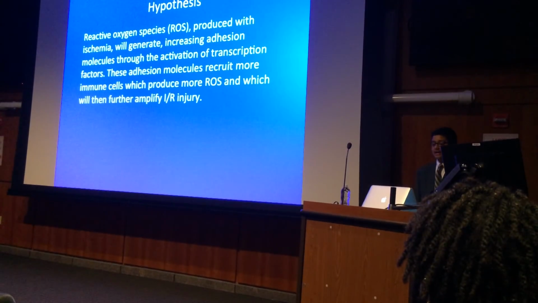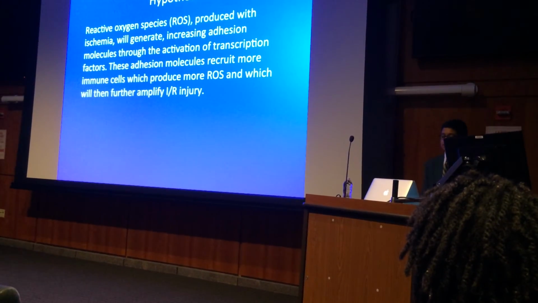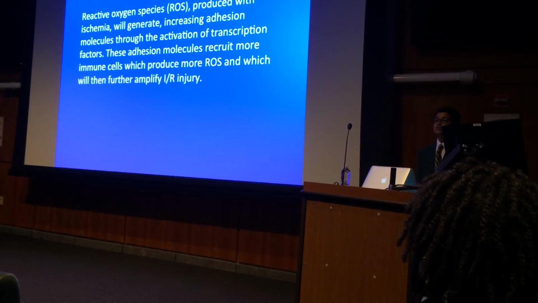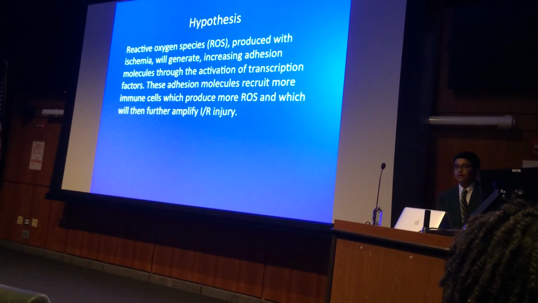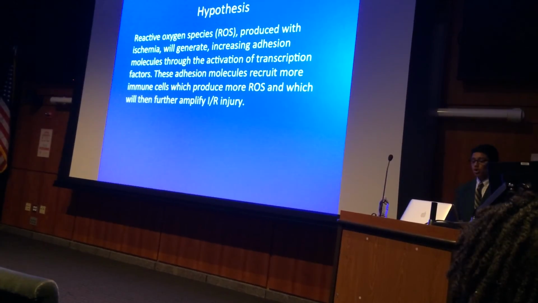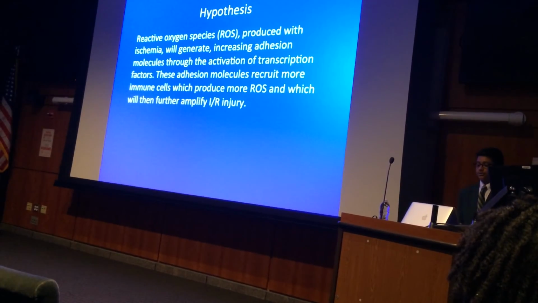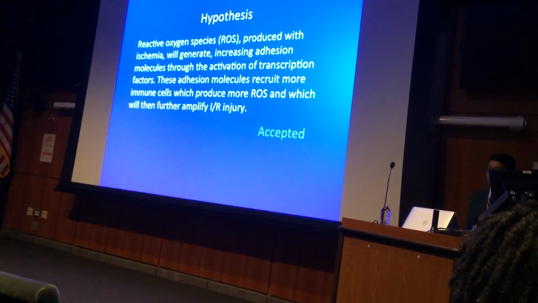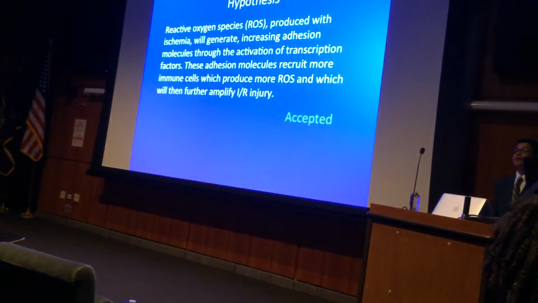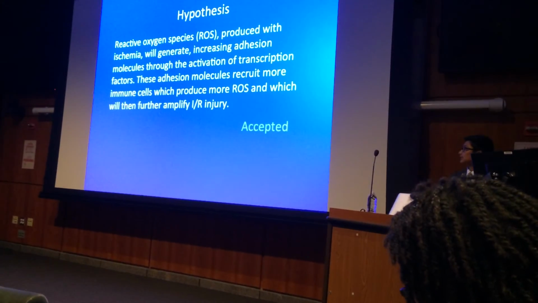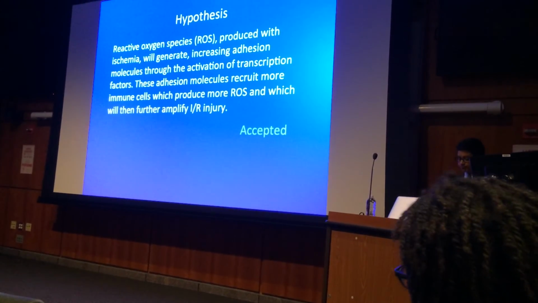Before the experiment, I hypothesized that reactive oxygen species produced with ischemia will generate increasing adhesion molecules through the activation of transcription factors. These adhesion molecules recruit more immune cells, which will produce more ROS, which will further amplify IR injury. My hypothesis was accepted due to the fact that the adhesion molecules increased in both the ischemia and reperfusion stages, while in the NOX2 null slides and the sham slides, there was no increase whatsoever.